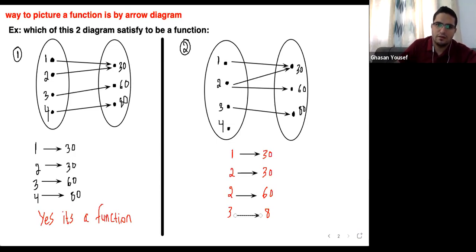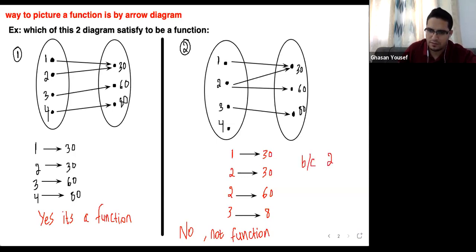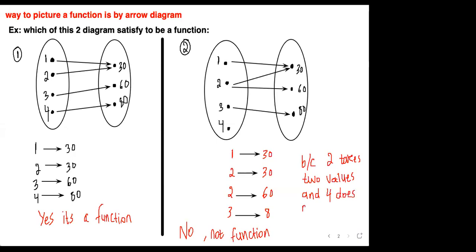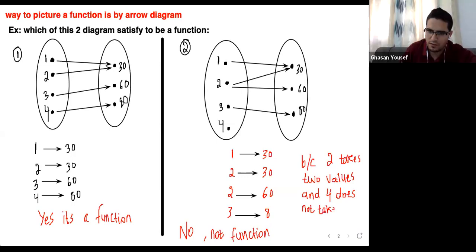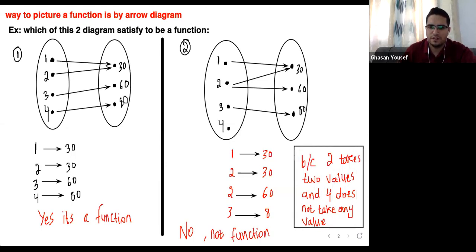So here I can say, no, this is not a function, because the 2 takes two values, and 4 does not take any value. This is the reason. 2 takes 2 values and 4 does not take any value. So this is not correct. That's why this is not a diagram for a function.